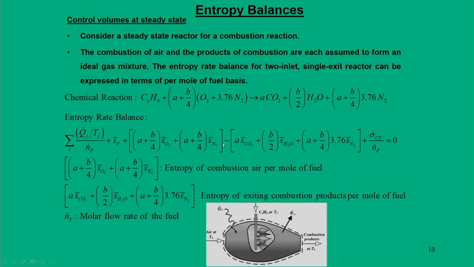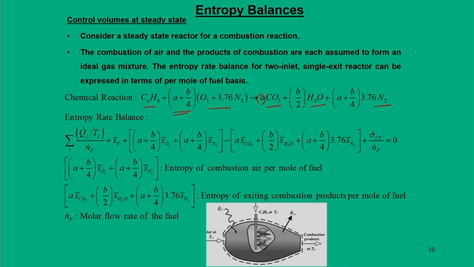In this case, for a two inlet single exit reactor system, they can be expressed in terms of per mole of fuel basis. So, in a chemical reaction that takes place, we have fuel and we have air, they mix together with their appropriate molar basis, we get CO2, H2O and N2, with their respective molar components a, b by 2, a plus b by 4, like this. Now, for this we need to find out the entropy balance.